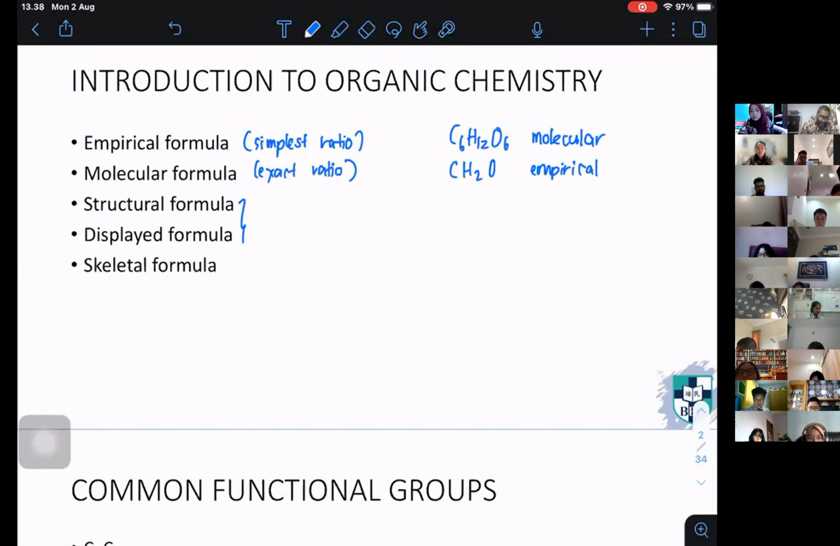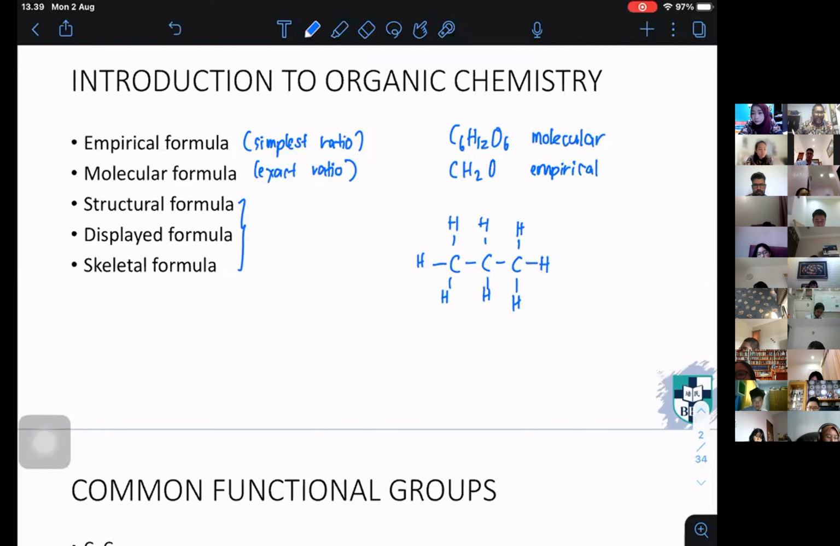And then we will move on to structural formula, displayed formula, and skeletal formula. Now, displayed formula is going to be easier, so I will explain using displayed formula. If I have, for example, propane, the displayed formula is going to be something like this. I need to show all the bonds and all the atoms that are involved. So this is propane.